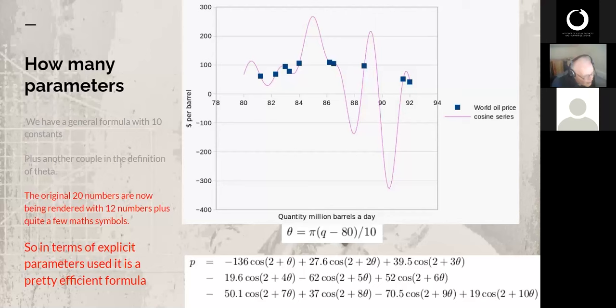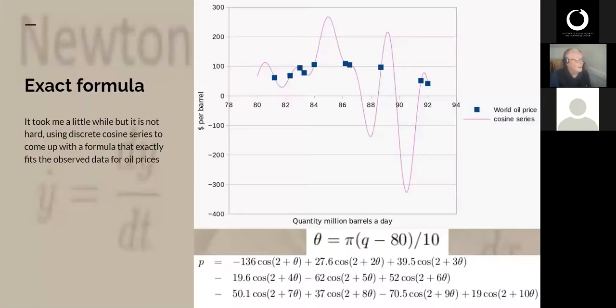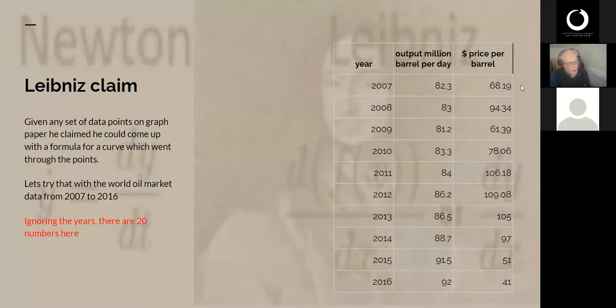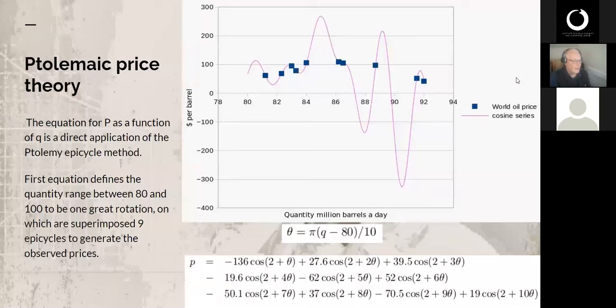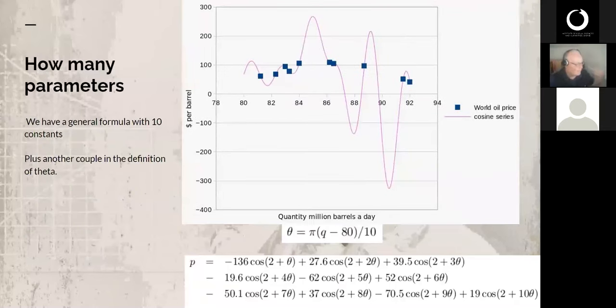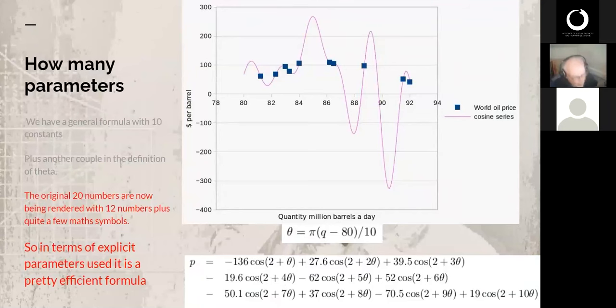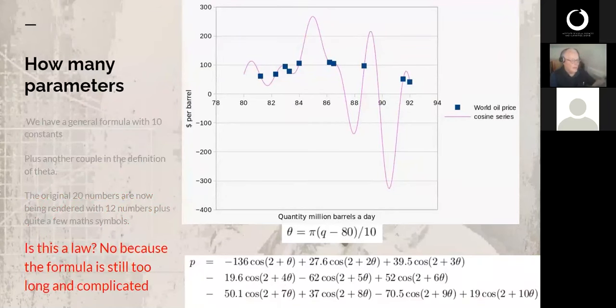Okay, you say maybe there is some economy of data, because each of these observations has two components. It's got an X and Y component. So maybe you could say there were 20 numbers in my original table. If we go back to the original table, ignore the years, well, there are 20 numbers in that table. The formula has now fitted that with 10 or 12 constants. So perhaps you can say it's an efficient formula. But is it a law? Obviously not. It's far too long and complicated. No one's going to suggest that that's a plausible law for what regulates world oil prices.